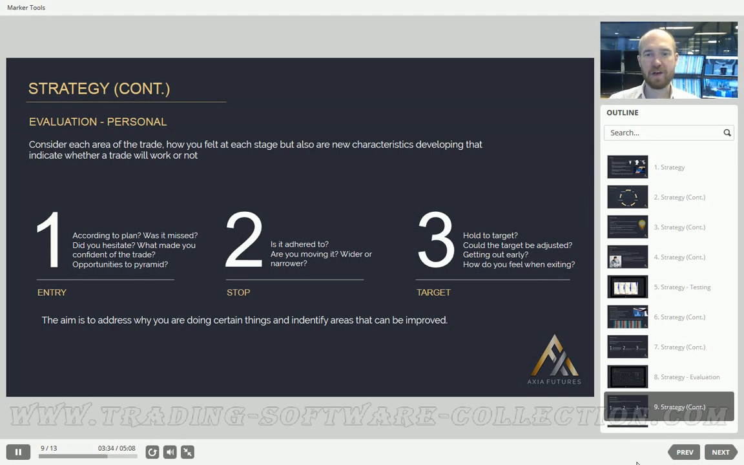And finally, target. Again, are you holding it to the target? Make sure you're looking at that. And if you're not, what's stopping you? Are you taking some off a little bit earlier just to make sure you bank some money? Is it that as soon as you get a 1-for-1 risk reward with your stop that you're taking some off? So essentially you've got a scratch.